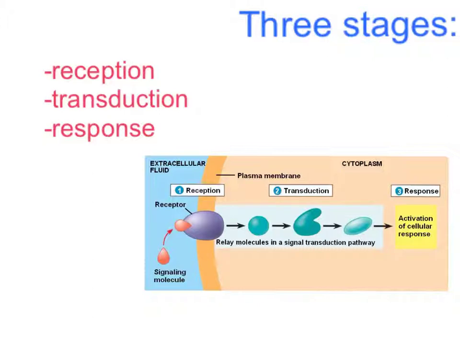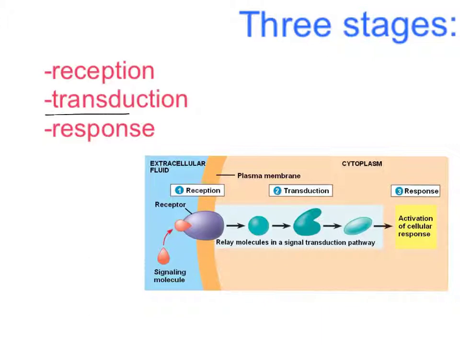With the reception, there's 2 types. You have the plasma membrane receptor, which is for a water-soluble ligand, and you have an intracellular receptor, in the cytoplasm or the nucleus, and that's for the hydrophobic or small ligands. Ligand binds to the receptor protein, and then the protein changes its shape, and then it initiates a transduction signal.